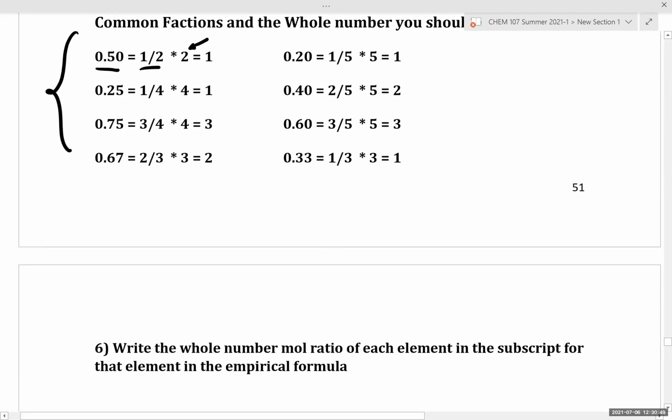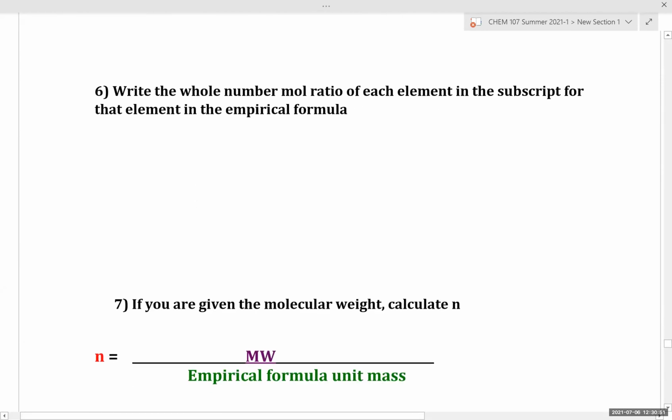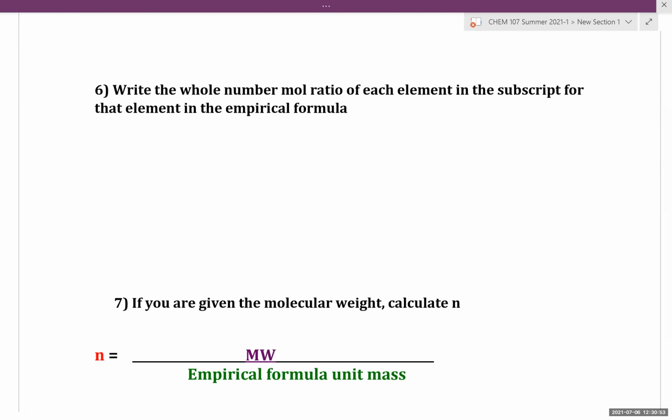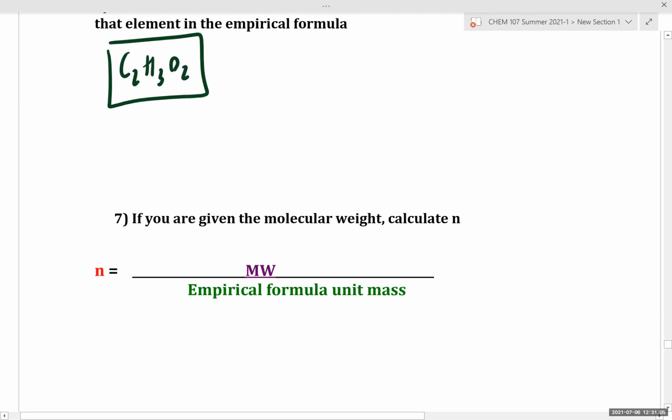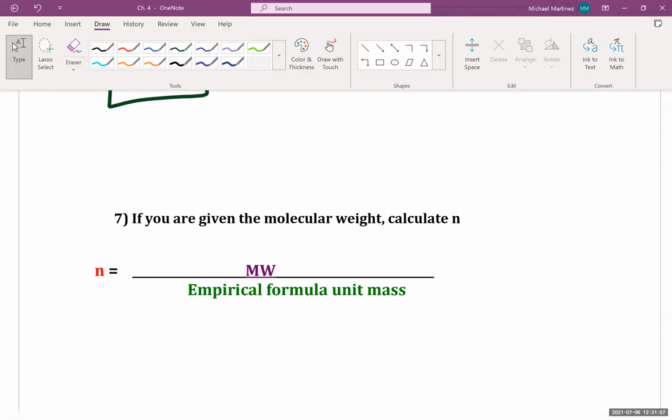Okay. So now that we have our empirical formula, which is C2H3O2, we have our empirical formula set up. Since we're given the molecular weight, we can calculate N.